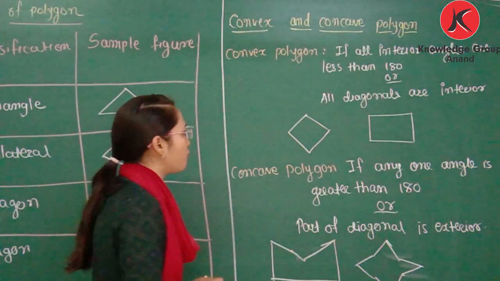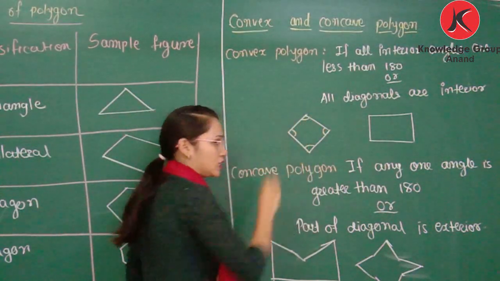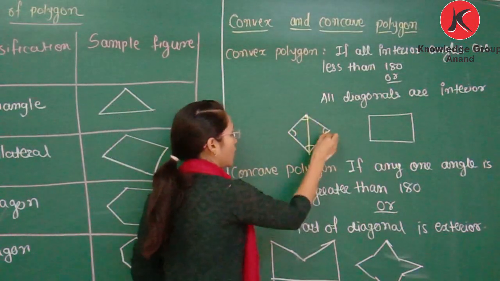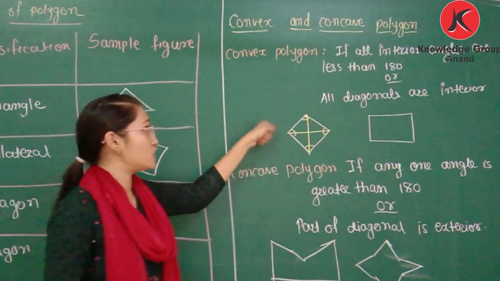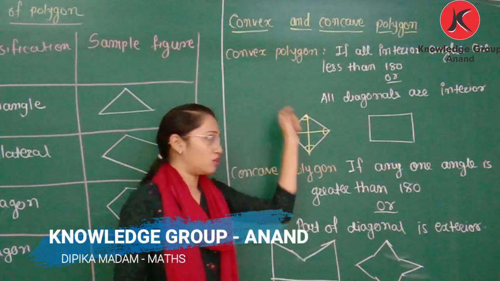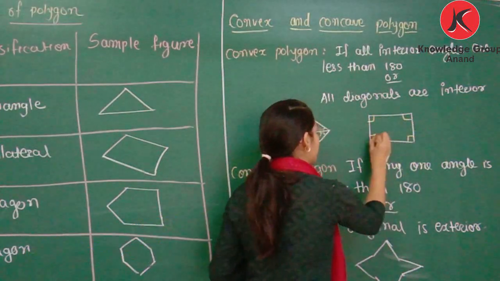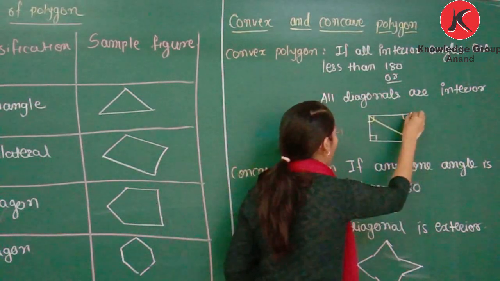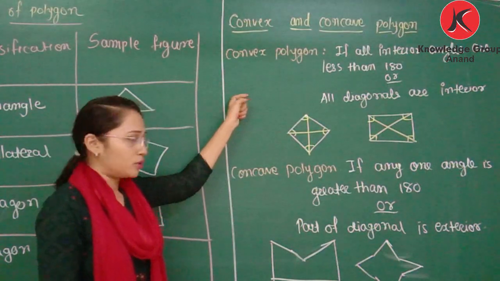Convex polygon. So for this you can see these angles are all less than 180, and if you draw a diagonal from this, all parts are interior, both diagonals are inside the polygon, that's why it is a convex polygon. For a rectangle you can see the angle is 90, which means less than 180, and if you draw a diagonal all parts are interior, that's why it is a convex polygon.